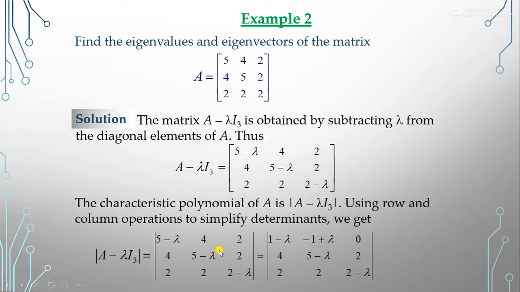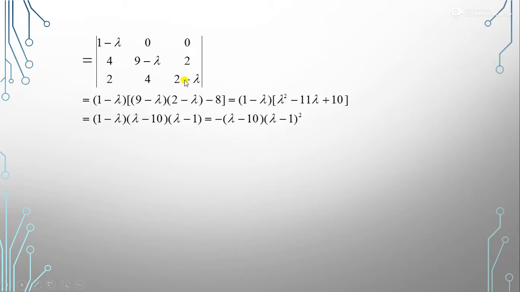Here, from this to this, we use the row operation r1 minus r2, and we get this type of determinant. After that we use c2 plus c1, and we get this type of determinant. Now it is easy to expand this determinant. Why? When we expand along r1, we have only one non-zero element; the other two elements are 0. So we can easily expand it through R1.